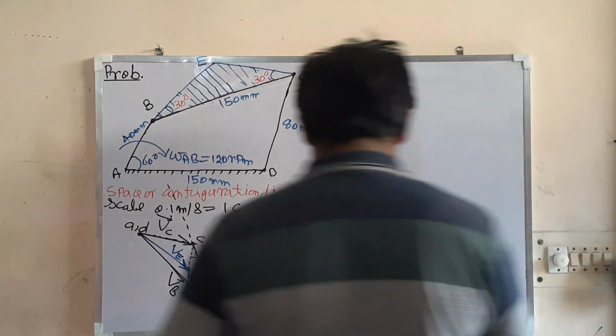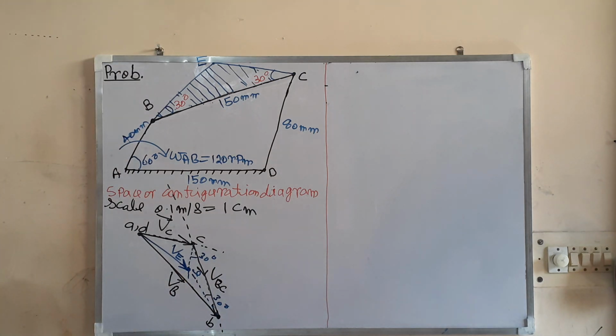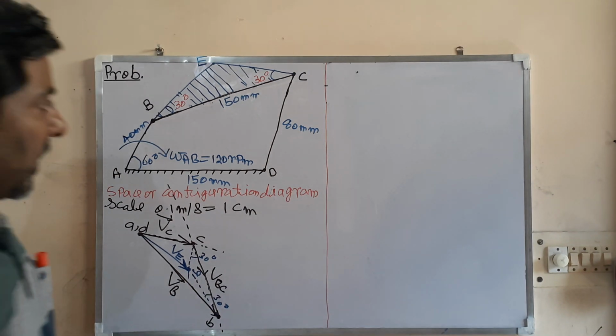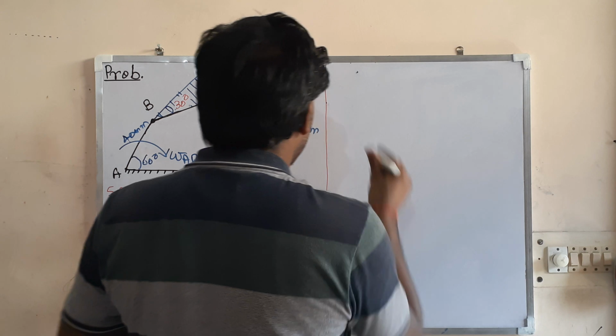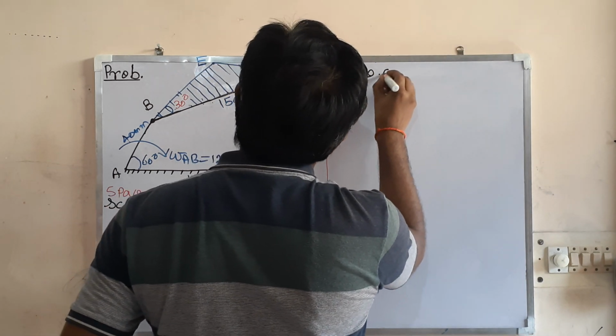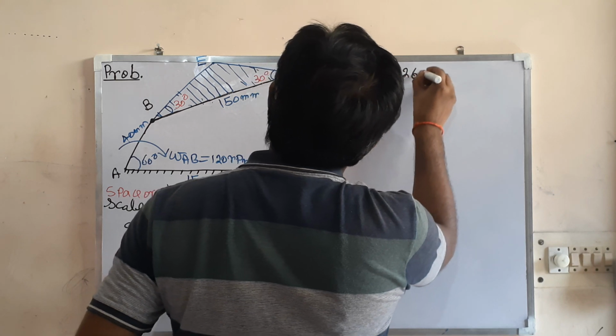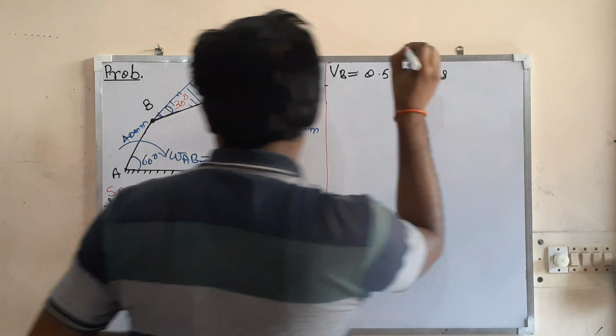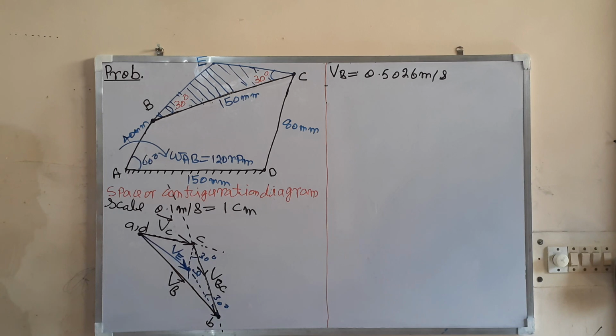You have to do the calculation. The calculation part is very easy. Already I have calculated the velocity of point B, which is 0.5026 meter per second.